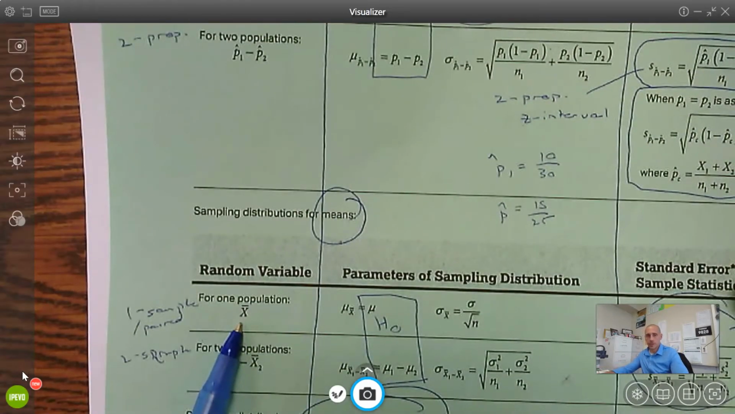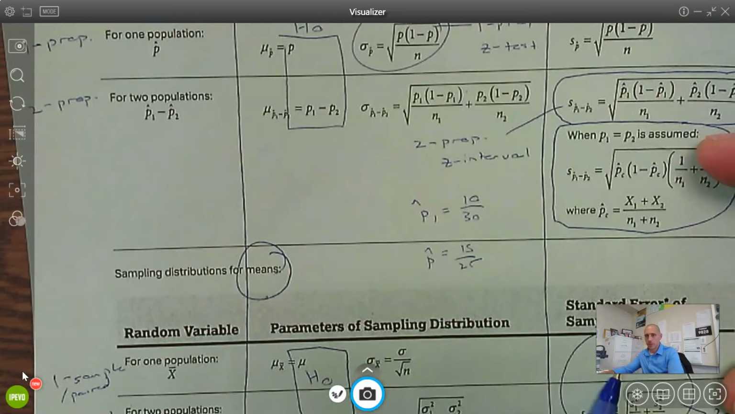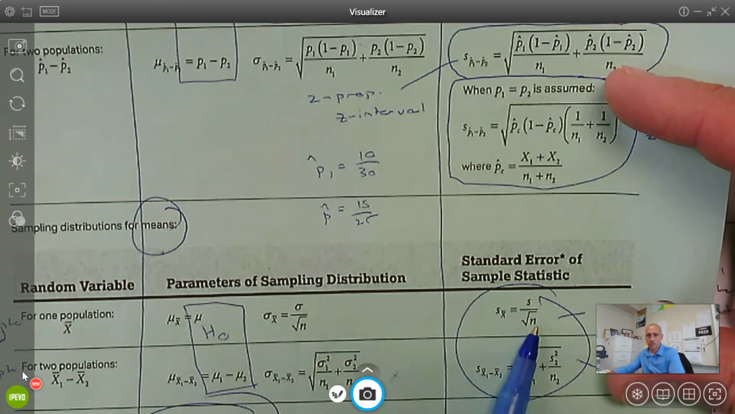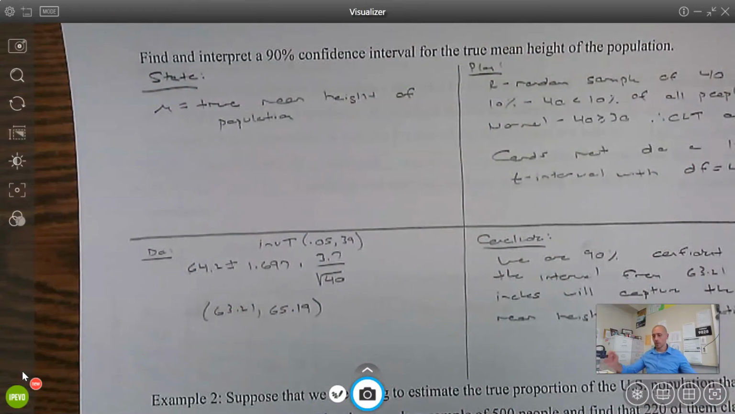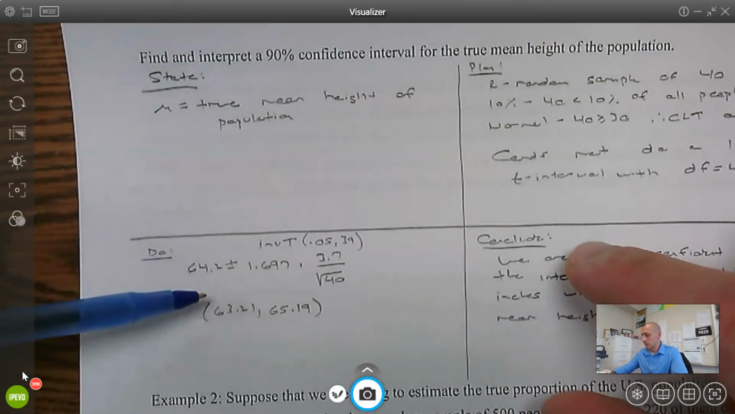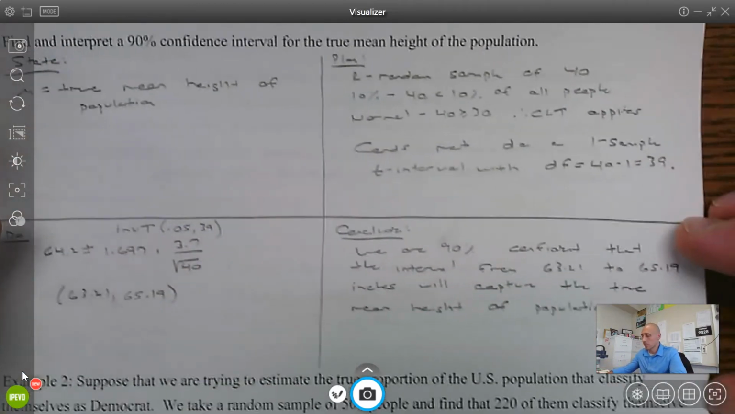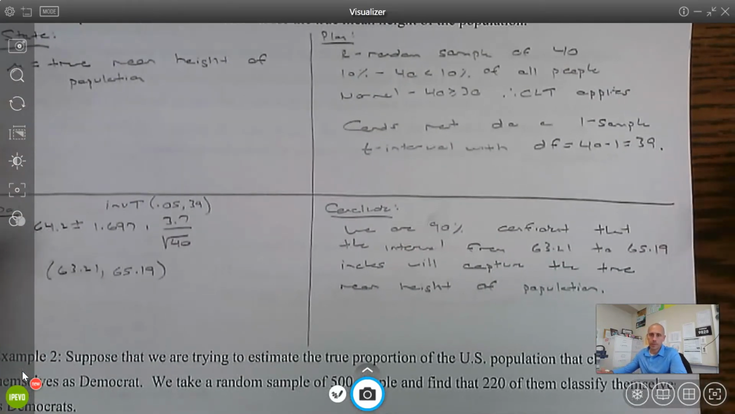There's your statistic, your sample mean. There's your standard error of the statistic, sample standard deviation divided by the square root of the sample size. It's all there for you. And then you're just plugging that into the calculator. And then the conclusion: we're 90% confident that the interval from blank to blank inches will capture the true mean height of the population.